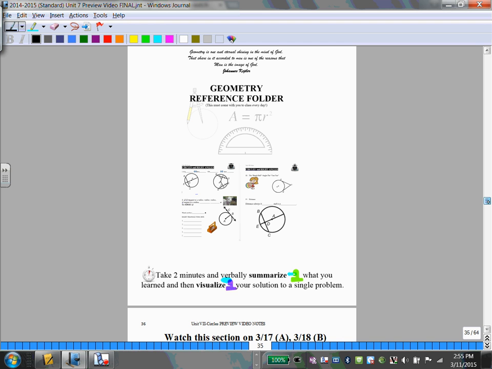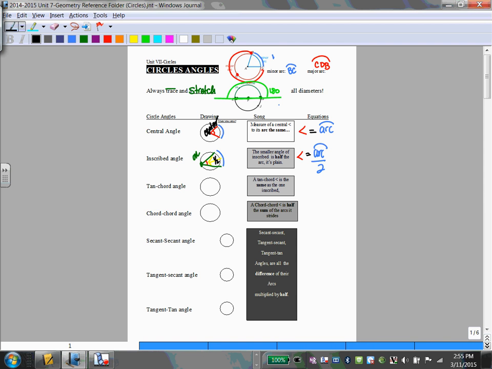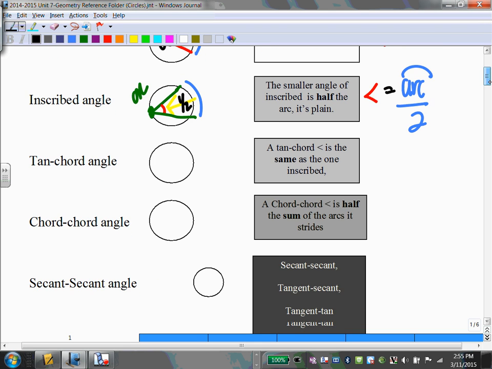Let's go to your reference booklet. We're going to catch up. You want to find Unit 7. This is where we left off. We're going to quickly recap the angles that we did in class recently. We're going to add just a few things here.